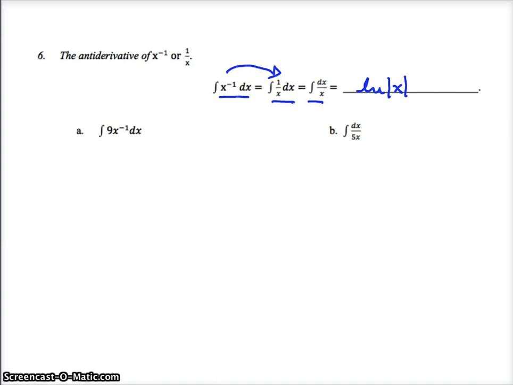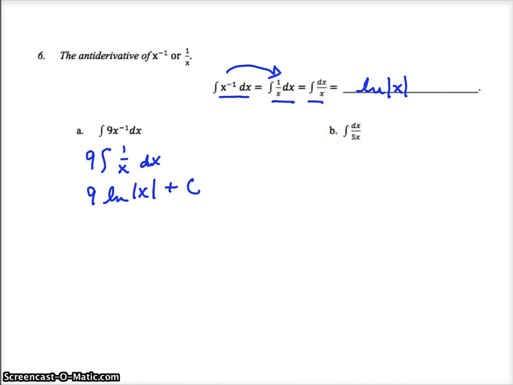So on A, we will use the constant multiplier rule and bring the constant to the front. I'll rewrite x to the negative 1 as 1 divided by x, just to help see that the indefinite integral of 9x to the negative 1 is 9 times the natural log of x plus c.